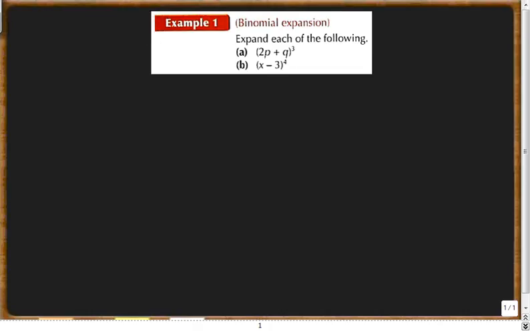Example 1 asks us to expand each of the following. We have the quantity 2p plus q cubed, and we have the quantity x minus 3 to the fourth. Well, each of these are just binomial expansions.